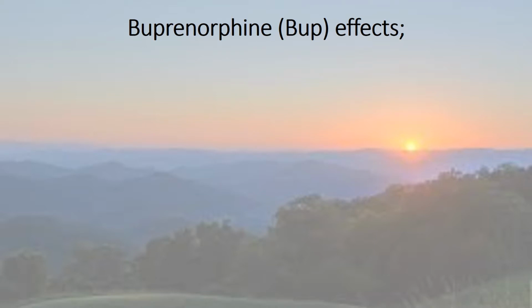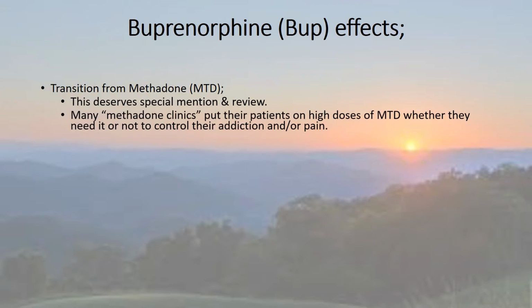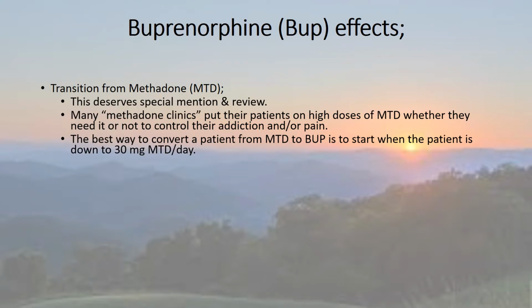Transitioning from methadone to buprenorphine deserves special mention and review. Many methadone clinics put their patients on high doses of methadone, whether they need it or not, to control their addiction and/or pain. The best way to convert a patient from methadone to buprenorphine is to start when the patient is down to about 30 milligrams of methadone a day. The patient may need to be slowly titrated down to this level. It may take many weeks to do so.